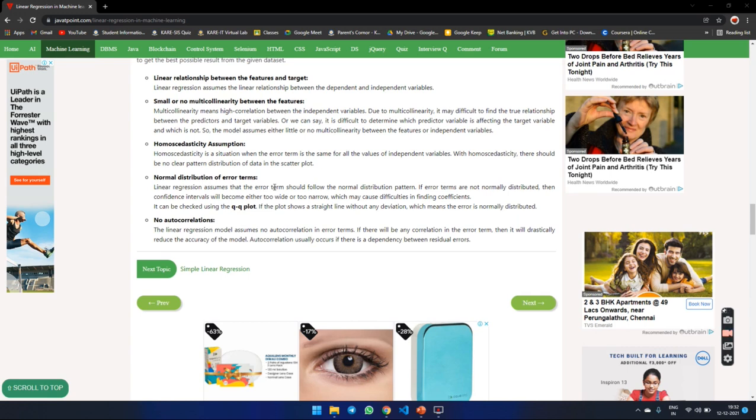Normal distribution of the error term. Linear regression assumes that the error term should follow a normal distribution pattern. If the error term is not normally distributed, then the confidence interval will be either too wide or too narrow, which causes difficulty in finding the coefficients. It can be checked using the Q-Q plot. If the plot shows a straight line without any deviation, it means the error is normally distributed.